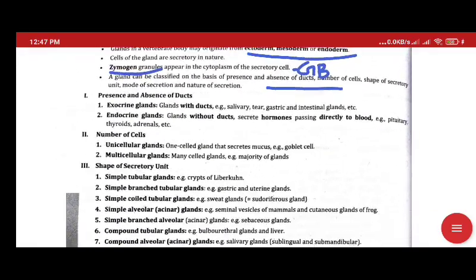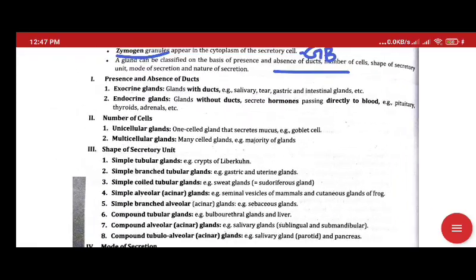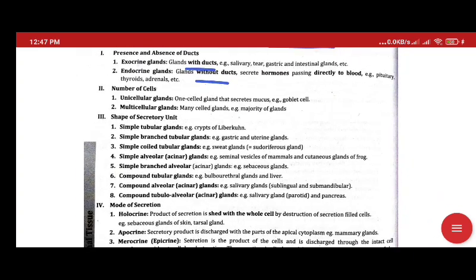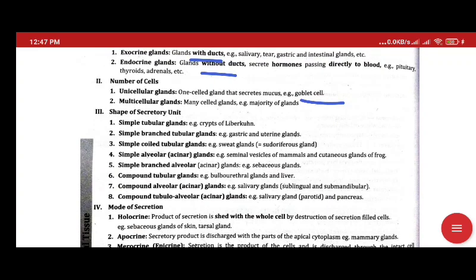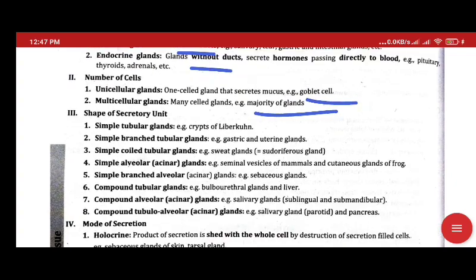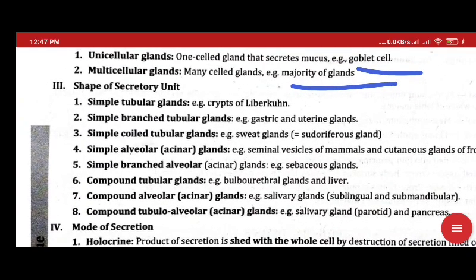Glands are classified as follows. The first classification is exocrine, meaning with duct, and endocrine, without duct. By number of cells: unicellular, meaning one cell, such as goblet cell or Paneth cell, or multicellular. We have a majority of glands like sebaceous gland, mammary gland, pancreatic gland, intestinal gland, and salivary gland.